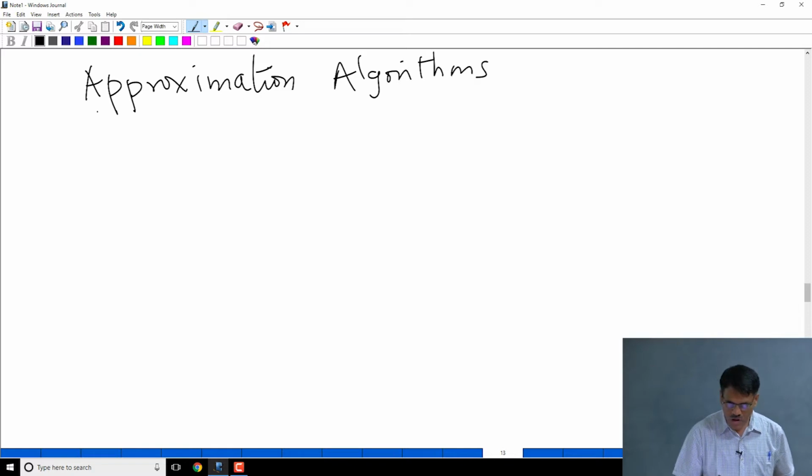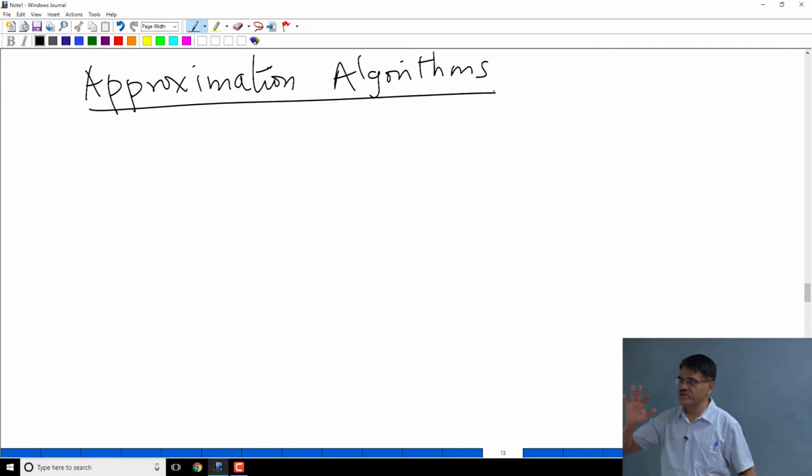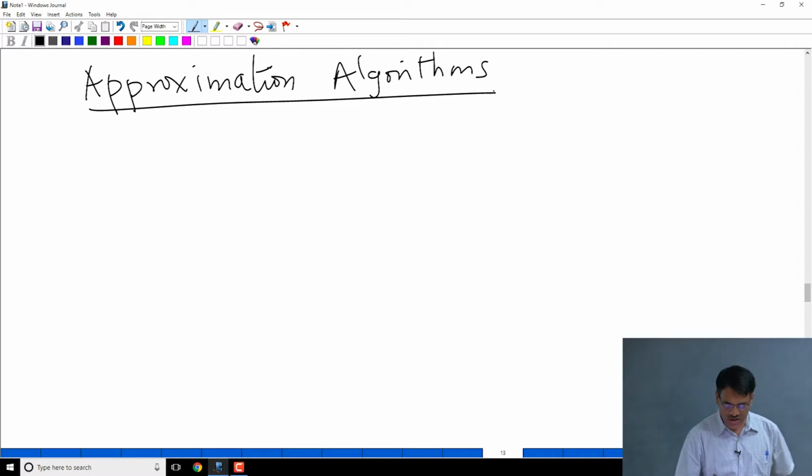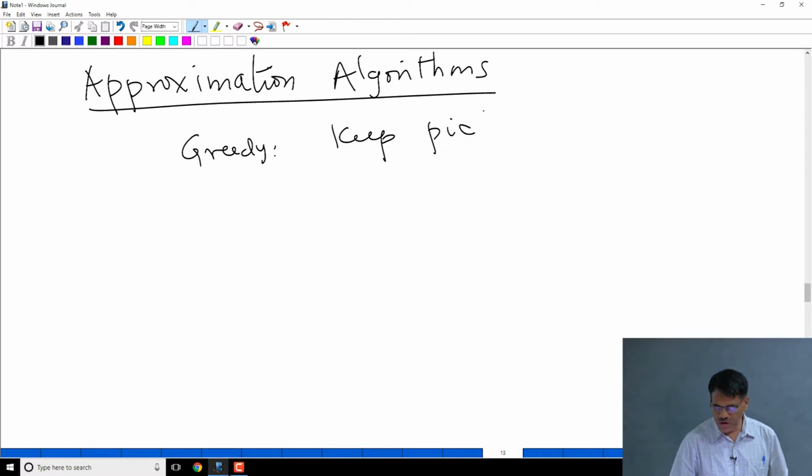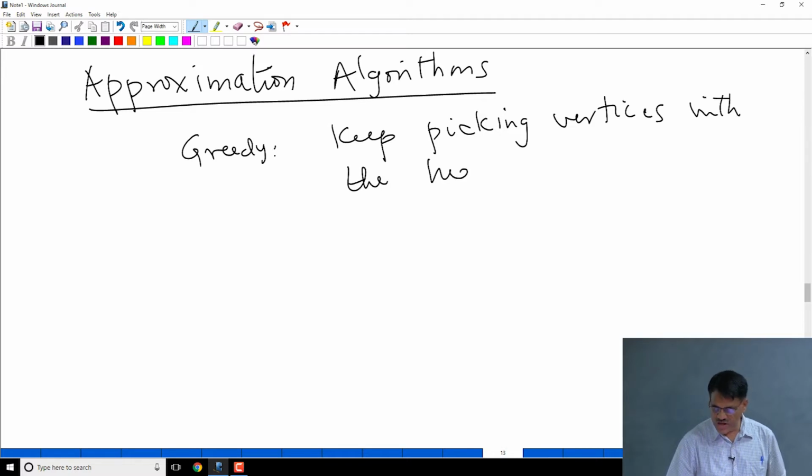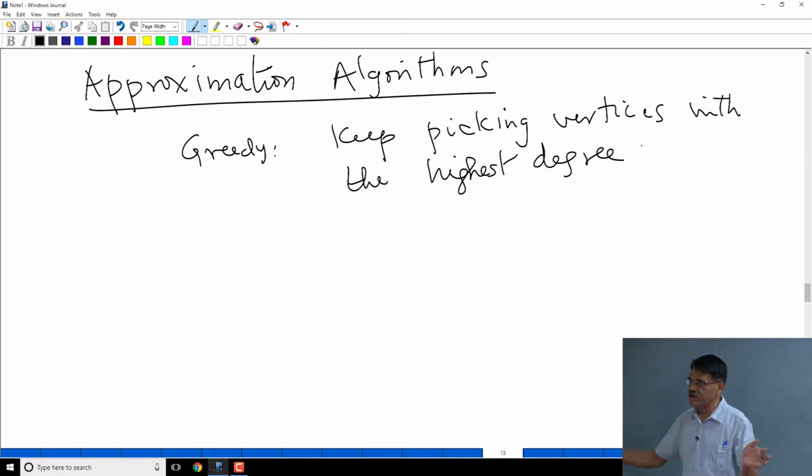Right. So, I want to find a minimum vertex cover which we know is NP hard, and so I don't expect a polynomial time algorithm, but I want something close to the minimum vertex cover. So, what is the natural heuristic? Pick the vertex with maximum degree, right? So, greedy would be keep picking vertices with the highest degree, delete the vertex and all the edges incident, and in the remaining graph keep finding a vertex with the highest degree and keep doing it, and you get a solution.